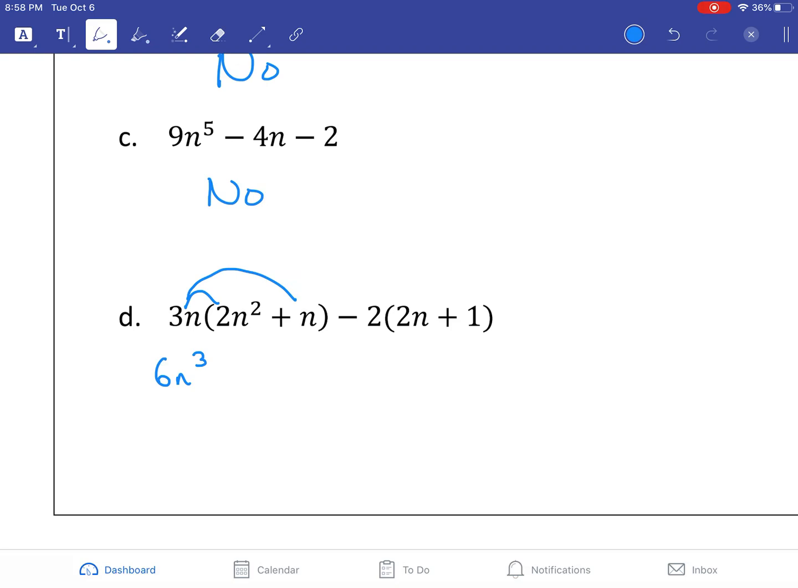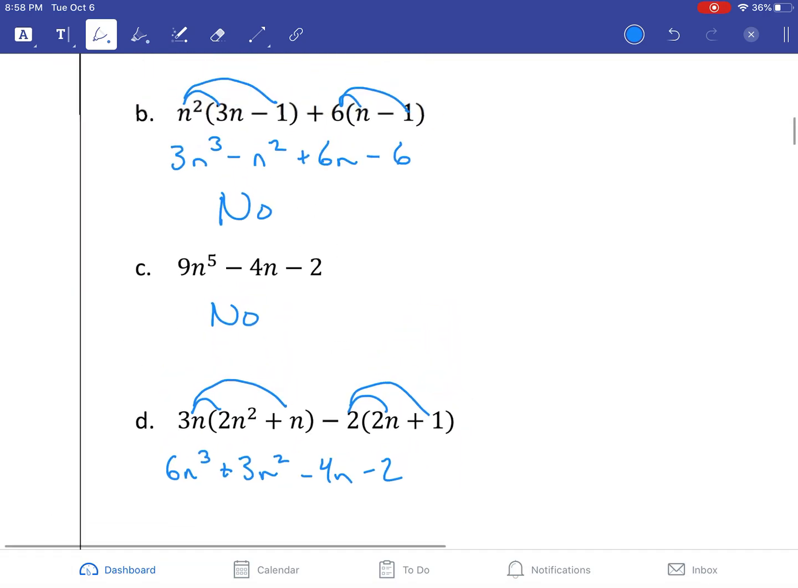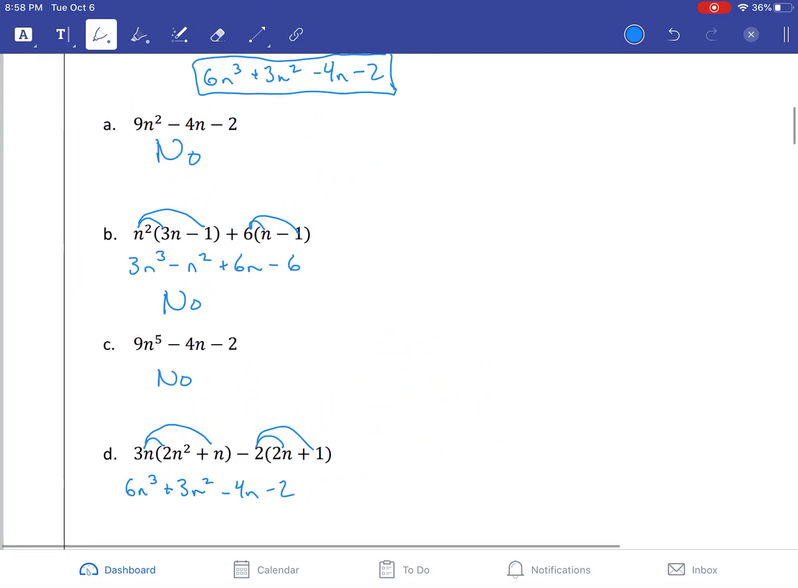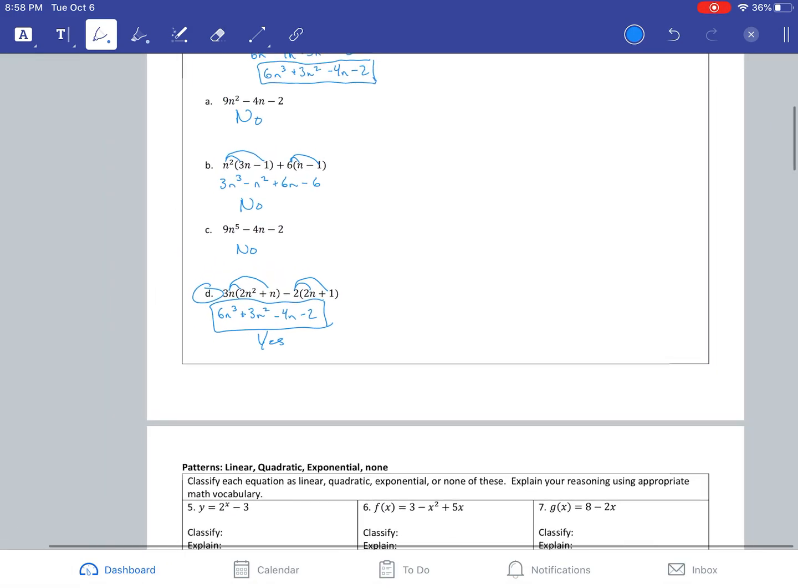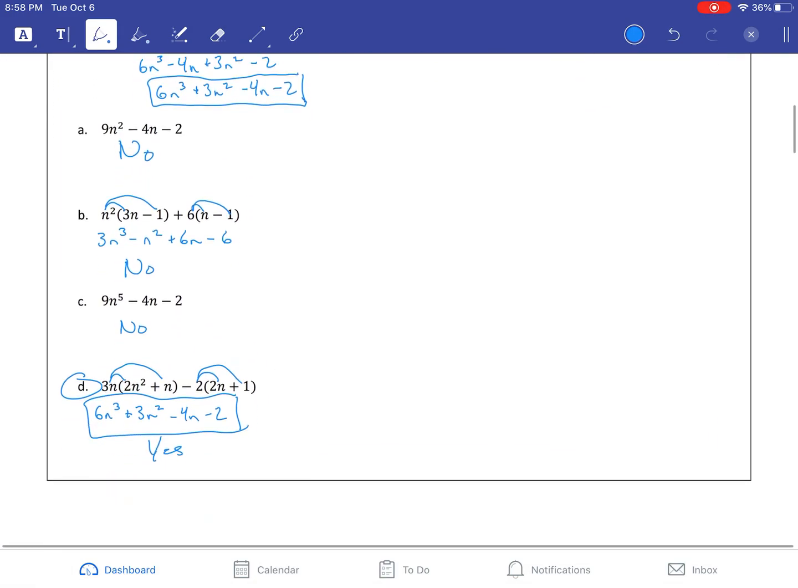3n times n is going to be 3n squared. Negative 2 times 2n is negative 4n. And negative 2 times 1 is negative 2. We can see if we look back up at the top, those two things are the same. So we do D as a yes. All right, so that is equivalent expressions.